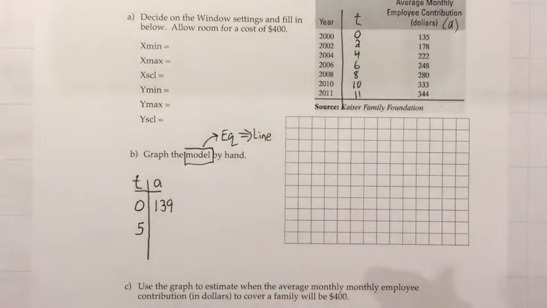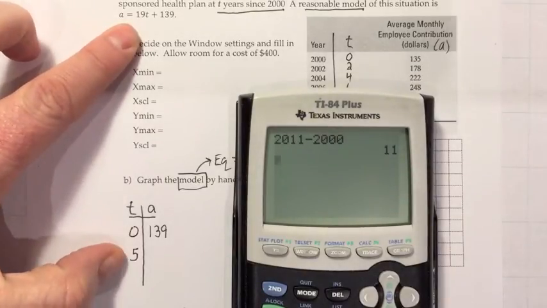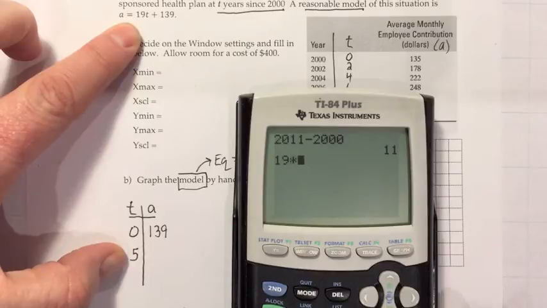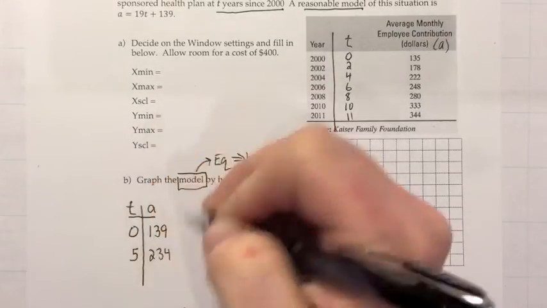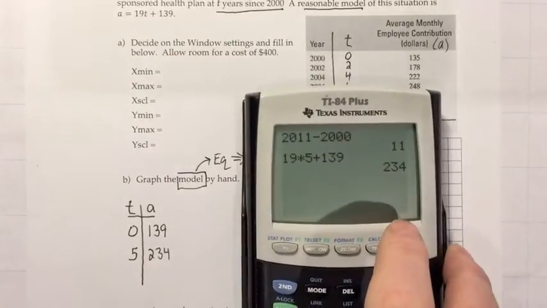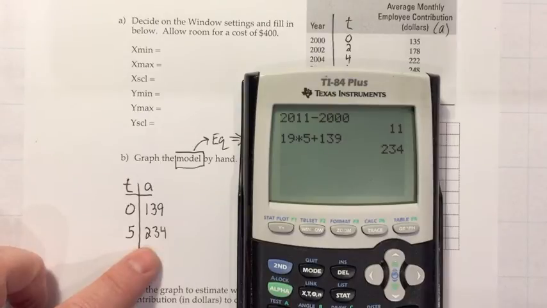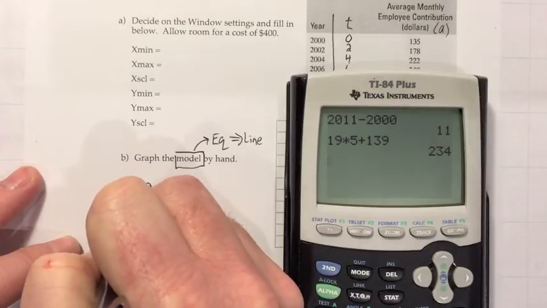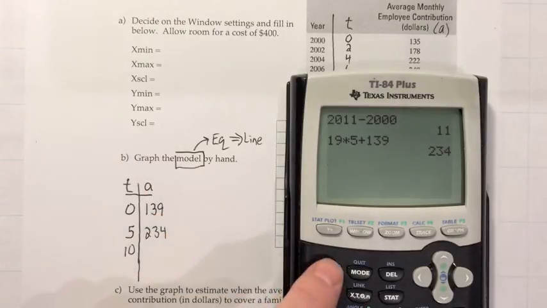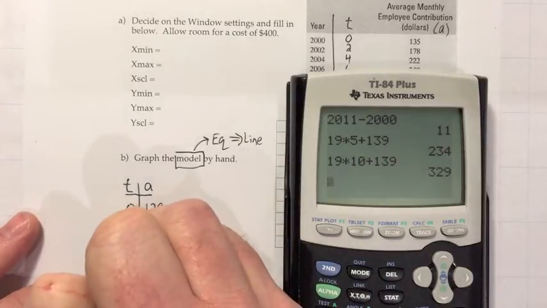So what would we do to get that one? Well, we would plug 5 into the equation. So the equation is right up here. This is the value of t, so 19 times 5 plus 139 is 234. Now, they also say to make sure there's room for a cost of $400, and we don't have anything that high yet. So let's do some other plugging in. Let's try 10 and see what we get. So if I do 19 times 10 plus 139, that's 329.